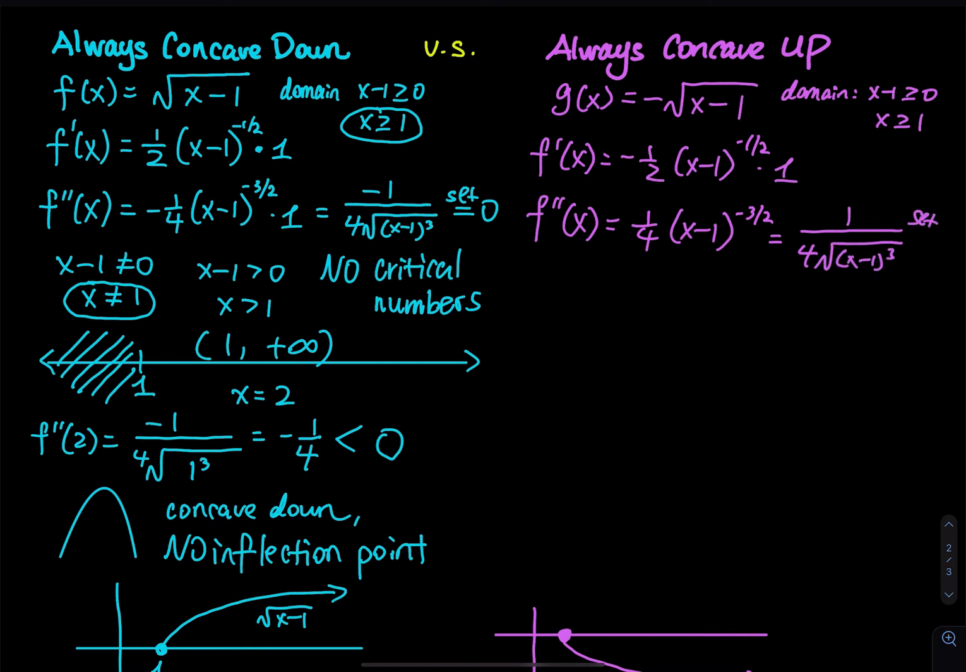And then you set that equal to 0. So just like the previous one, you have to point out that x minus 1 cannot be equal to 0. So x cannot be equal to 1. And other than that, we have to point out that x minus 1 has to be greater than 0, because if we get a negative, you take the third power of a negative, you still get a negative. So as a result, the square root of a negative is undefined. So x is greater than 1. Since we cannot solve for x, there are no critical numbers.